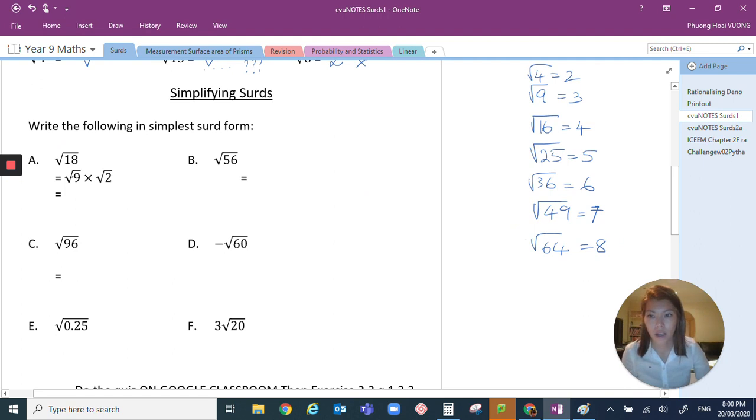So we have here 18. We can break out the two numbers, and we know the square root of 9 is just 3, and then 3 square root of 2. We can't do anything with that.